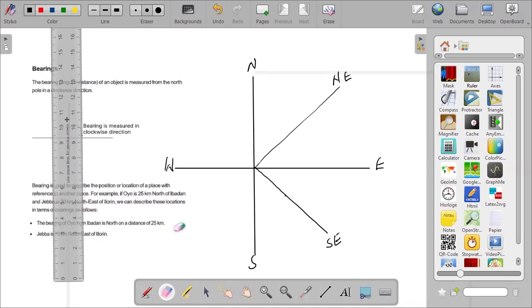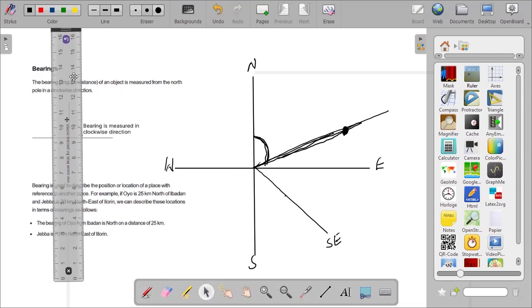So the angular distance measured from the North Pole in a clockwise direction is known as bearing. What does that mean? Let's assume I live in a village. My village is situated at this very point where I painted. Now, my bearing is the angle that my village makes with the North Pole. Look at it. This angular distance from the North Pole to this line connecting my village is the bearing of my village. So in essence, the North Pole is the reference point.